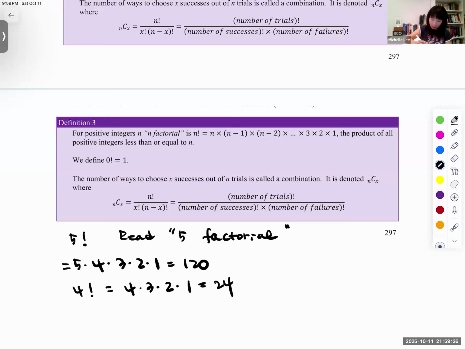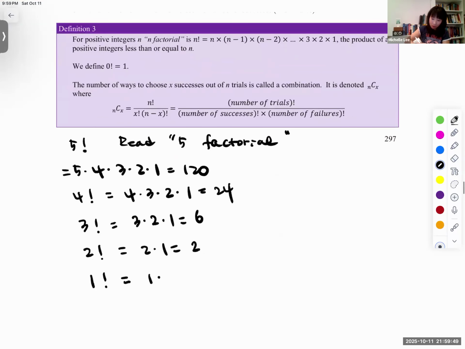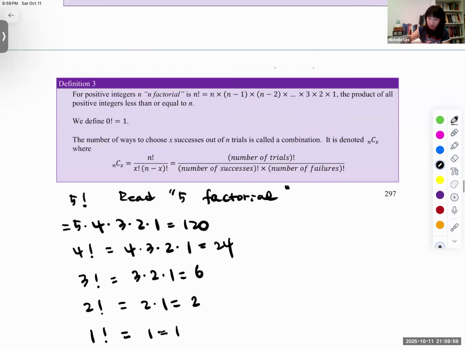Yeah, it's 24, good. About 3 factorial, so start with the number first. 3 times 2 times 1, so we have a 6. About 2 factorial, which is 2 times 1, which is 2. About 1 factorial, which is 1 times 1, which is 1, right? How about 0 factorial? They say that 0 factorial is also 1, right?